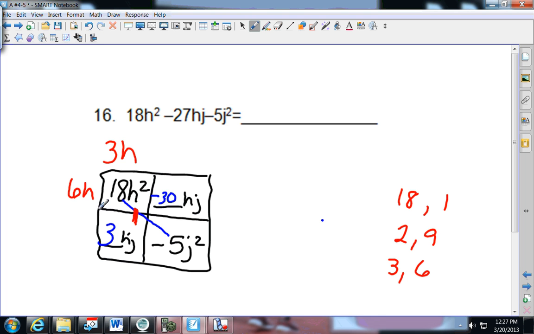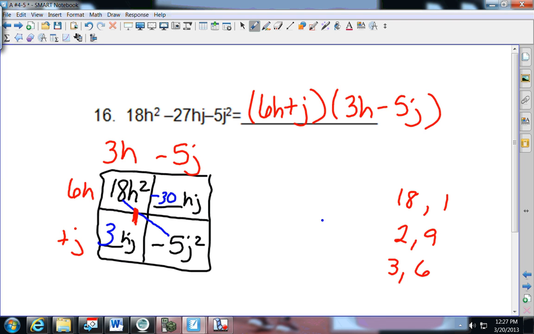Well, if I put a 6h here, let's see if this works. 6 times what gives me negative 30? Negative 5. But what other letter do I need? A j. Now, 3h times what gives me 3hj? Plus 1j. So now I have 6h plus j times 3h minus 5j. Those are your factors.